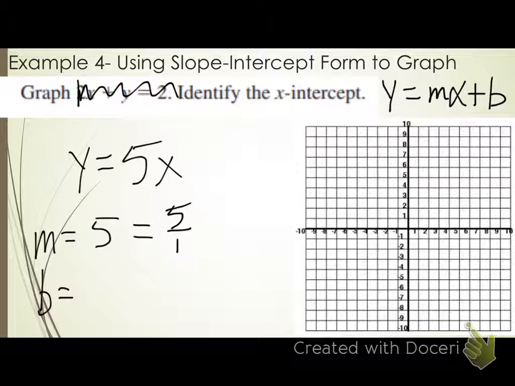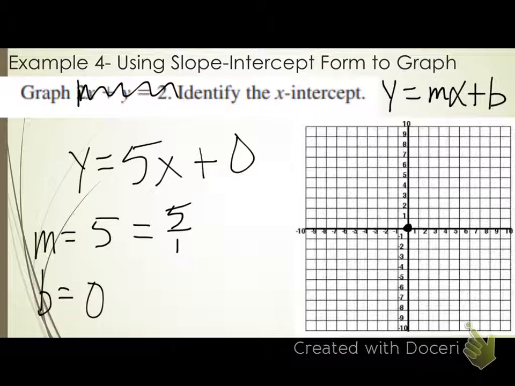Raise your hand if you can give me my y-intercept. 0. Very good. There's nothing being added to 5x, is there? So if I were to add something, it would be 0. So my y-intercept is just my origin in this case. So I put a point at 0 on my y-axis.